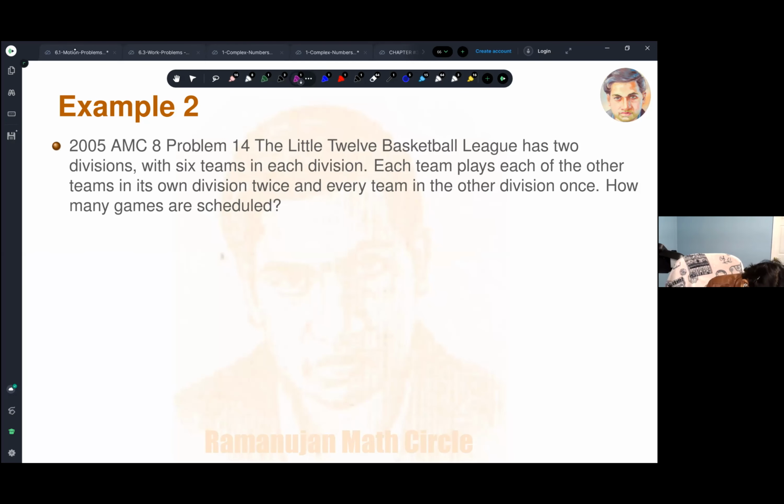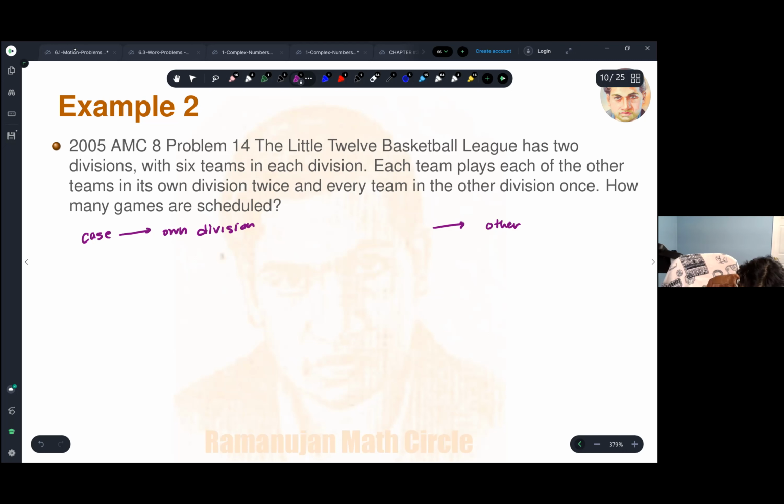Okay, so first of all, we're gonna try to break this question down into two parts. First part is when teams are playing teams in their own division, and then the other case is other division.